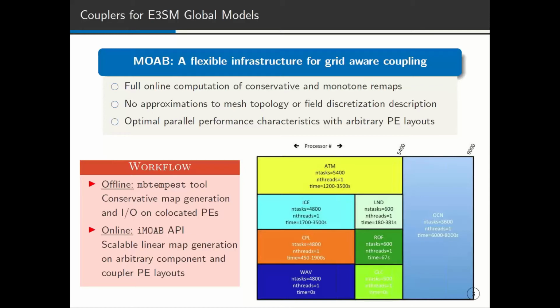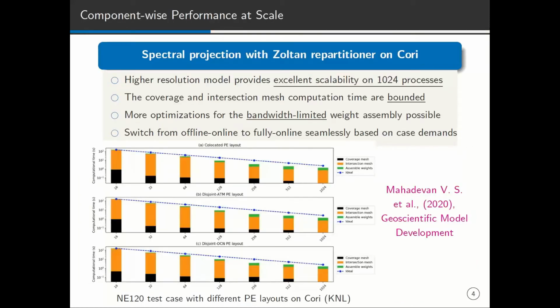Here are some results for our scalability study that we did with a spectral element to a finite volume projection. So that's the atmosphere to ocean projection using a Zoltan repartitioner. And the figure below shows 3 different runs with the component-wise breakup of the timings.